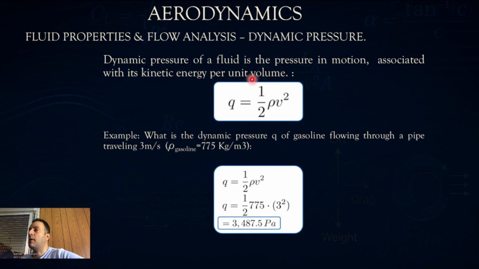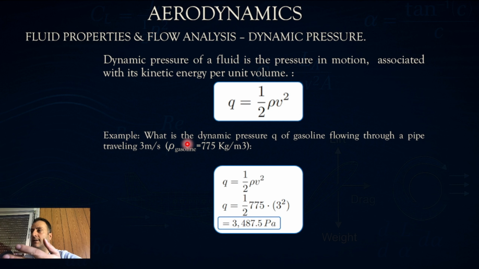Dynamic pressure of a fluid is the pressure in motion associated with its kinetic energy per unit volume. The kinetic energy is 1 over 2 mv squared for solid bodies. But for a fluid, it's 1 over 2 rho v squared, rho being the density, and v the velocity of the fluid, the velocity of the free stream flow.